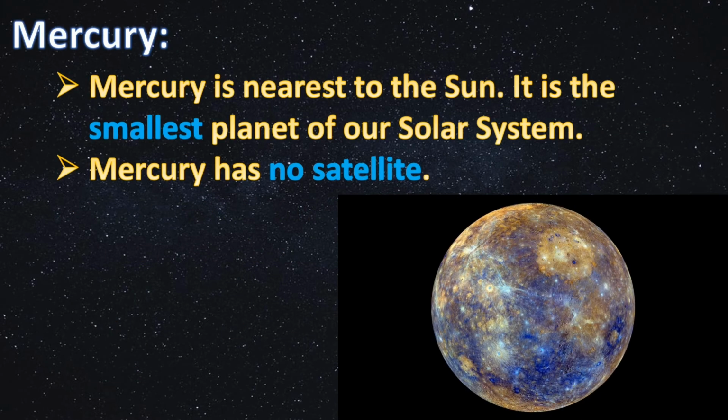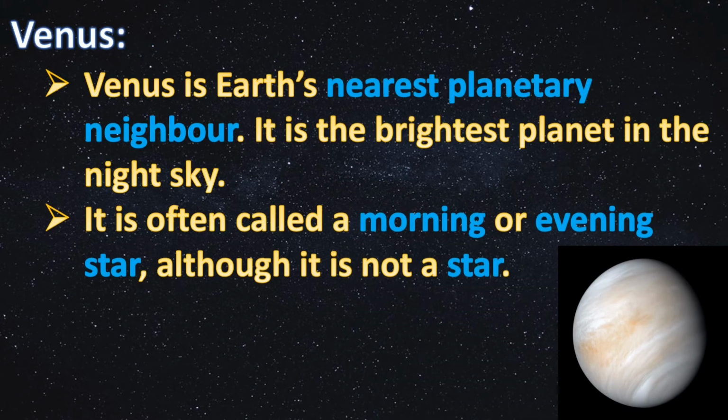Mercury. Mercury is nearest to the Sun. It is the smallest planet of our solar system. Mercury has no satellite. Venus. Venus is Earth's nearest planetary neighbor. It is the brightest planet in the night sky. It is often called a morning or evening star, although it is not a star.